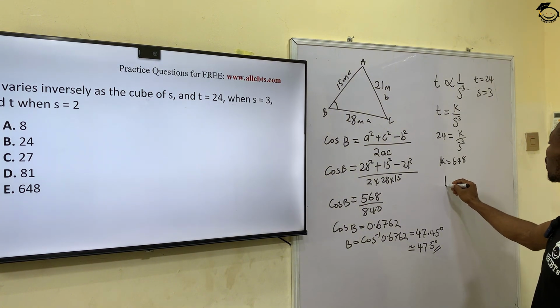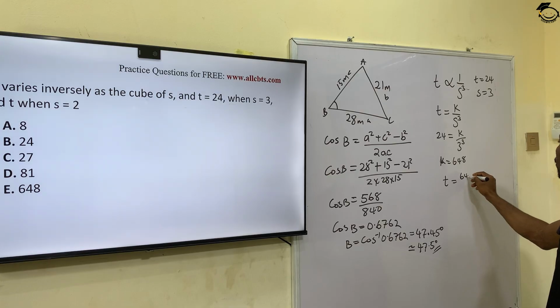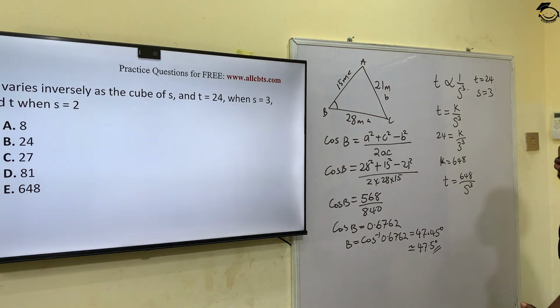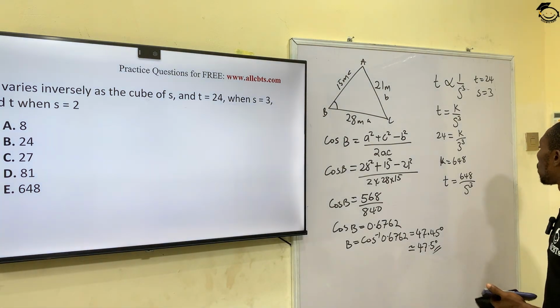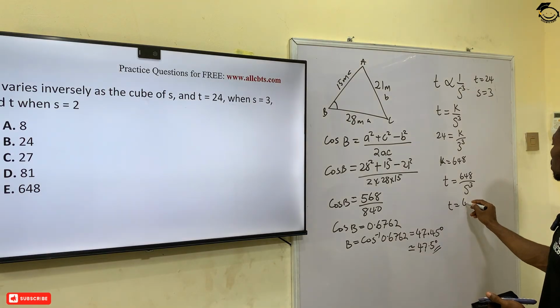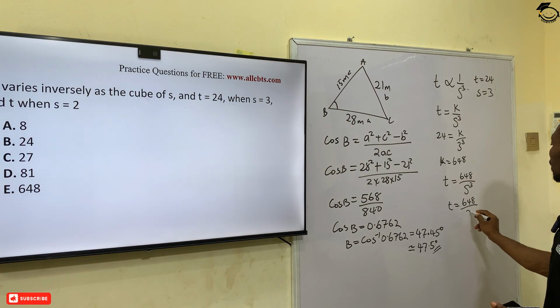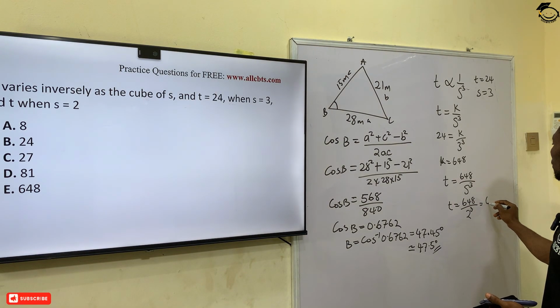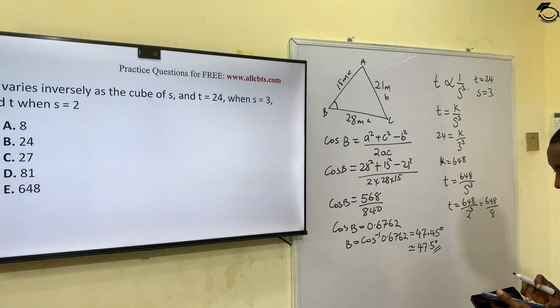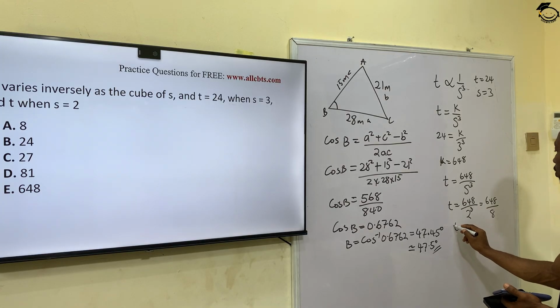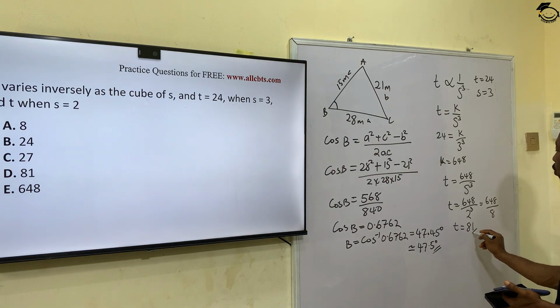So here, T equals 648 over S cubed. Now, back to our question, which says find T when S is 2. We have T equals 648 divided by 2 raised to the power 3, which gives us 648 divided by 8. So 648 divided by 8 gives us T equals 81.